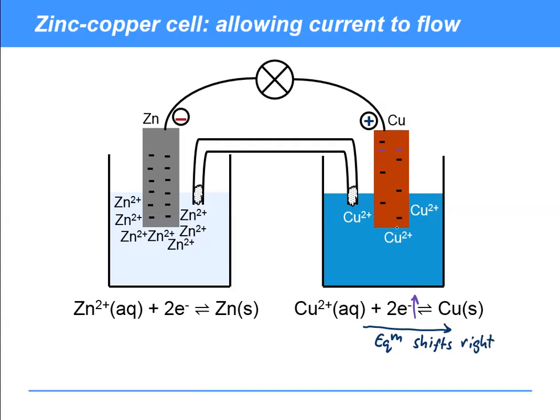In other words, a copper 2+ ion is going to react with a couple of electrons and become a piece of copper metal.